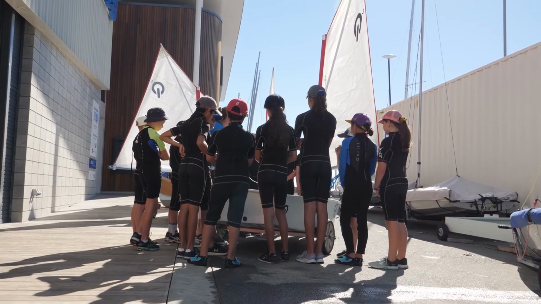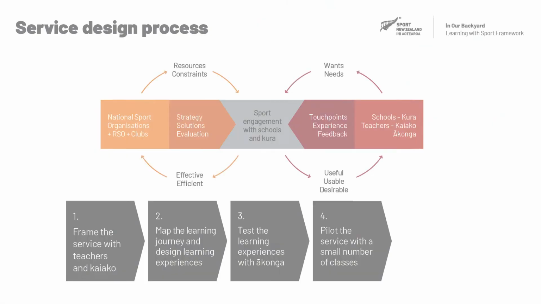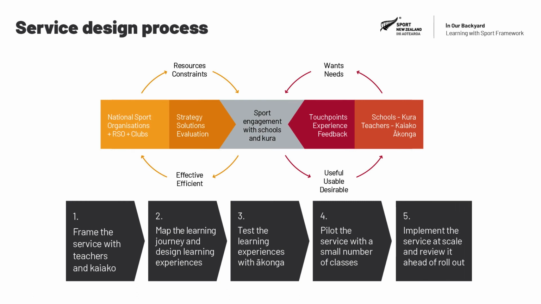The final step in the service design process is to implement the service at scale and review it ahead of rollout. This is often done in conjunction with a major sport event, as it provides an extra catalyst and motivation for schools, kura, and clubs to engage with one another.